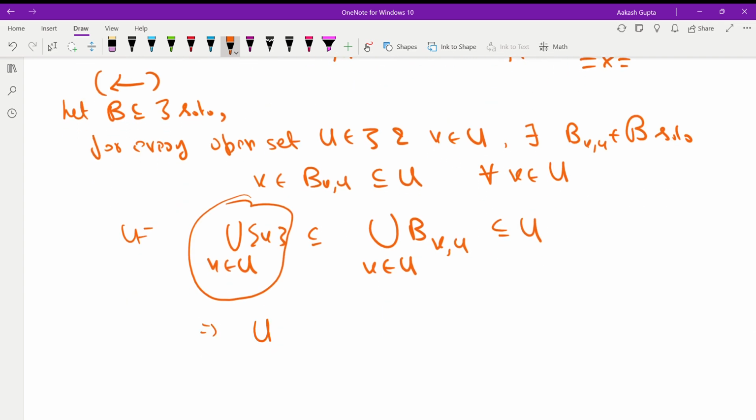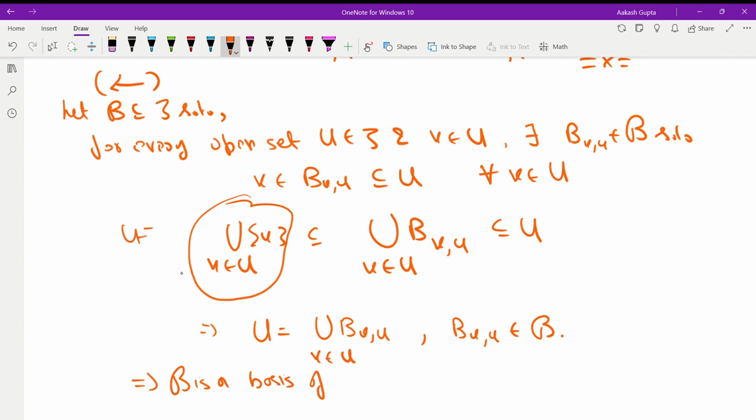So what you have? U is union of B_{X,U}, X in U. Where were these B_{X,U}? These were in script B, right? So this implies script B is a basis of tau on X. Why? Because that is what the definition is. So I hope this is clear, right?